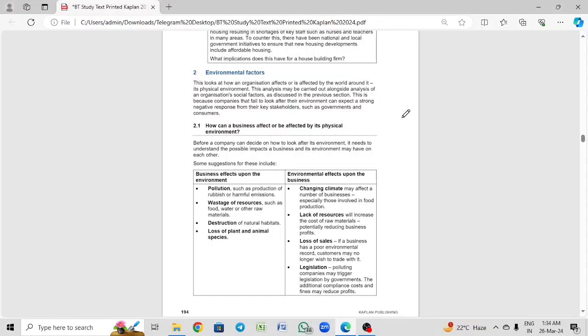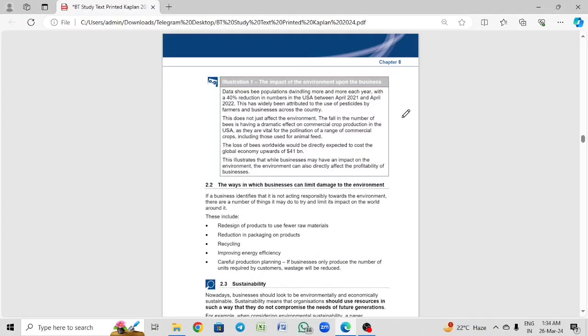What are the legislations imposed on the businesses? Whether there are some rules and regulations that the businesses have to comply with. If the businesses do not comply with those rules and regulations, with the legislative laws, they will have to pay fines, thus reducing the profits. So these are the ways in which the business gets affected by the environment.